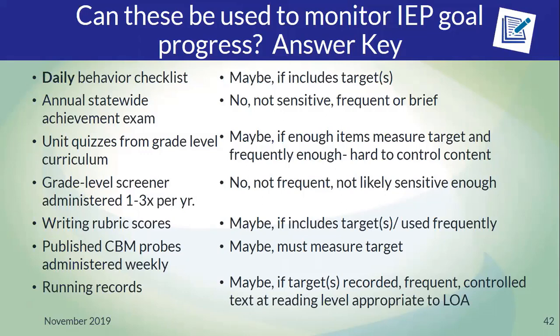Unit quizzes is another it depends. It will depend on how often or the frequency that they're given, and if the questions contained in the quiz adequately measure the specific targeted skill for that student. The grade level screeners that are typically administered 1 to 3 times a year, the answer is no. Those are too infrequent. They're not likely to be sensitive to small changes in a target skill on an IEP. That being said, these could be used along with other more sensitive measures.